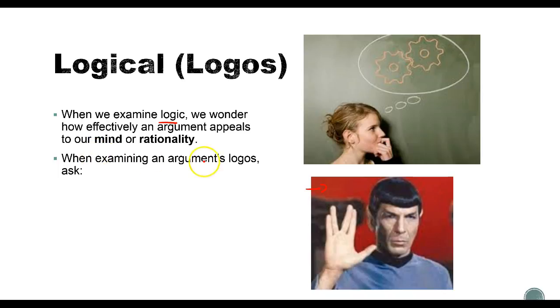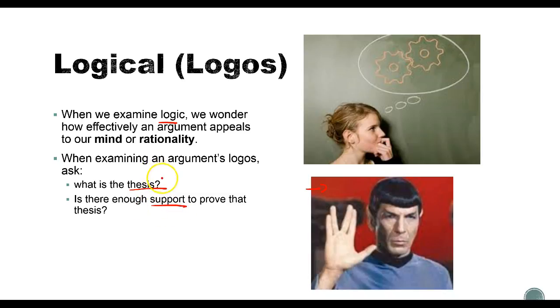When examining an argument's logos, we ask, what's the author's thesis? What's he or she trying to prove to us? Is there enough support to prove that thesis? Right? Does the author give us enough reasons, like we talked about with Essay 1? And is the support backed with strong evidence? Does the author convince us of those reasons by using statistics, facts, strong evidence?